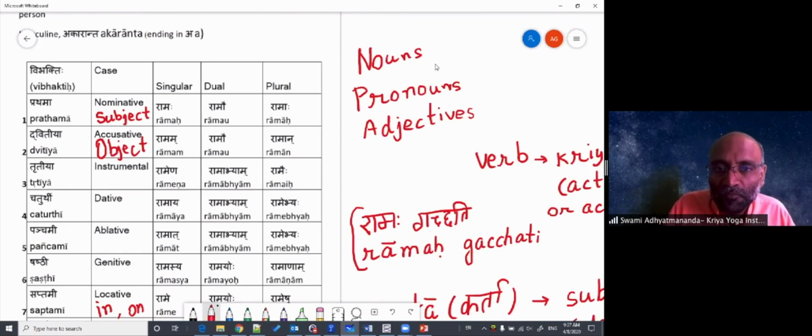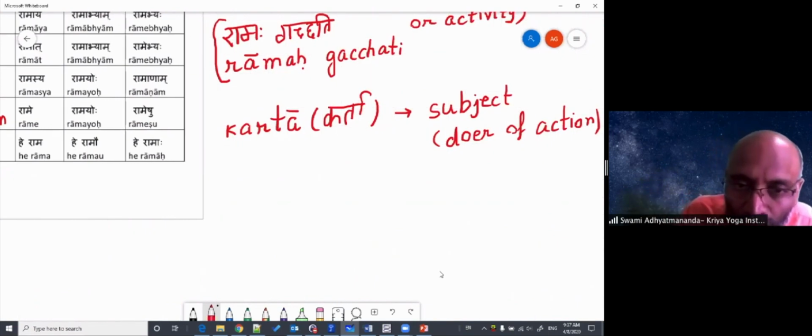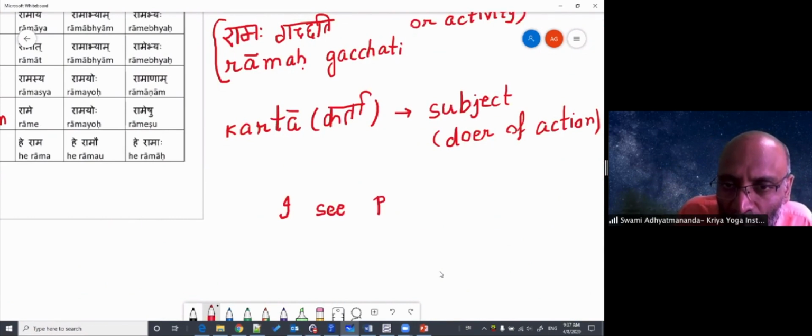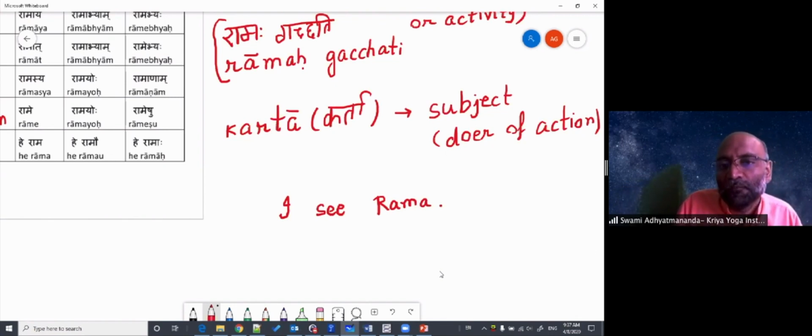If I have this sentence, let me write it down. I see Rama. So here you see the word see. This is the action, verb. I am the doer of the action. So subject. And who is the object of the verb? That means seeing what? That is Rama. So that is the object.